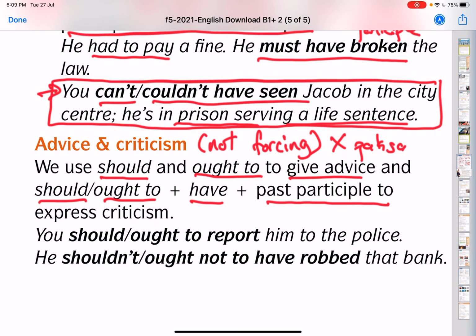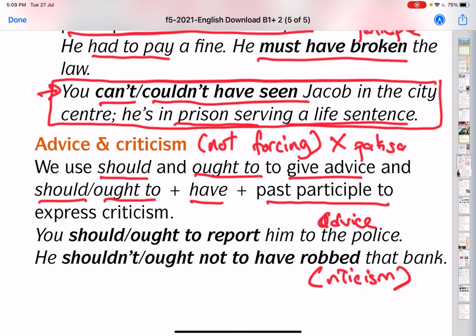For example, you should or ought to report him to the police. He shouldn't have robbed that bank. Ini criticism lah. Ini bukan nasihat. Yang nasihat is this one. Advice. This one is criticism.